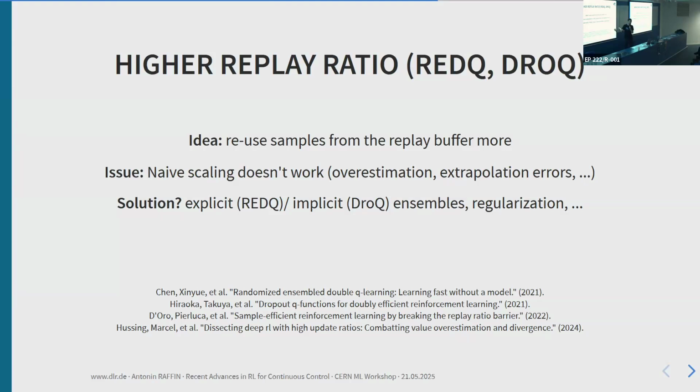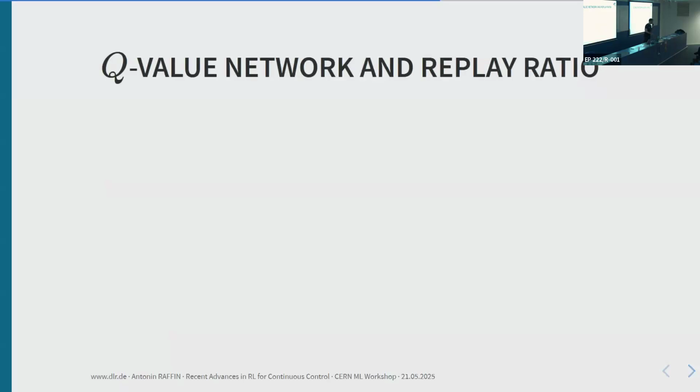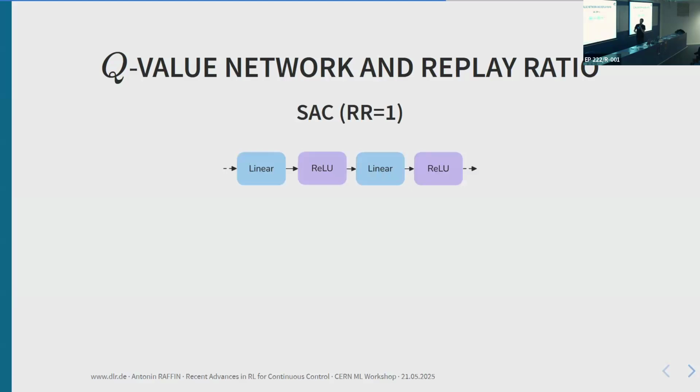Or you can also have an implicit ensemble, which is the DroQ algorithm. It's using dropout for having some implicit ensemble plus some regularization like layer norm. In practice, this is how the standard SAC neural network looks like. So it's very shallow if you do deep learning. It's usually two linear fully connected layers with some ReLU activation. And it has a replay ratio of 1.